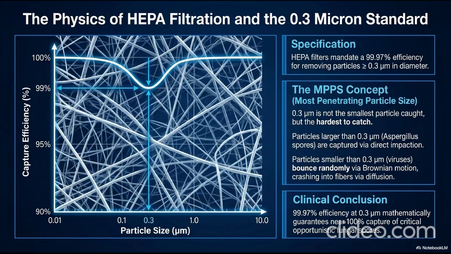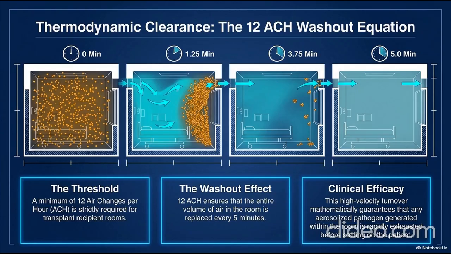We mandate HEPA filters with 99.97% efficiency for particles equal to 0.3 micron in diameter. While larger fungal spores are caught via direct impaction, this standard ensures that even the hardest to catch 0.3 micron particles, the most penetrating particle size, MPPS, are mathematically eliminated. Slide 8. Thermodynamic clearance, the 12 ACH washout.